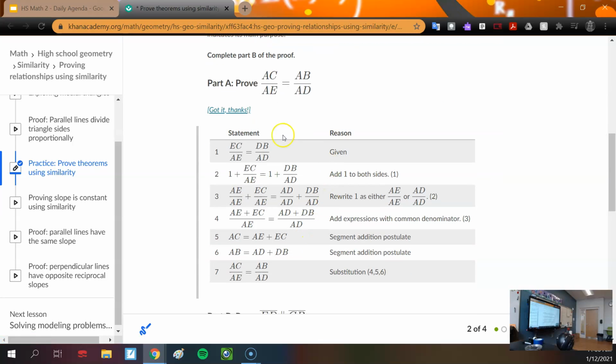So, we work through this proof. And this all looks really complicated, but it's not. Here's the biggest thing that I wanted to make sure we talk about here.